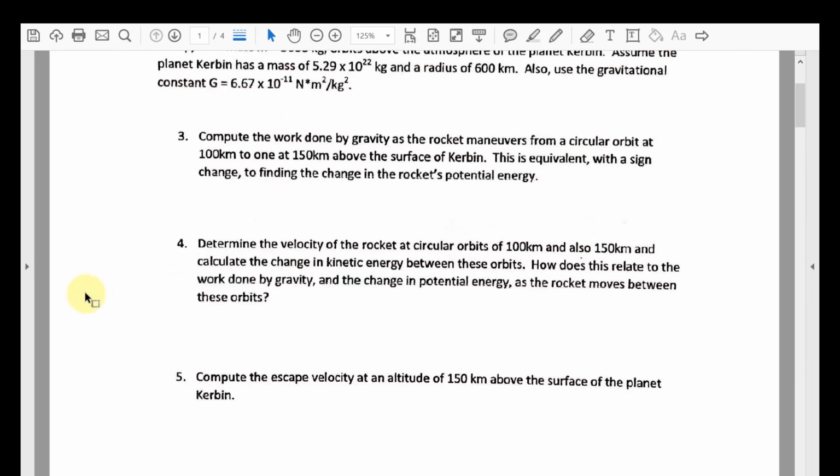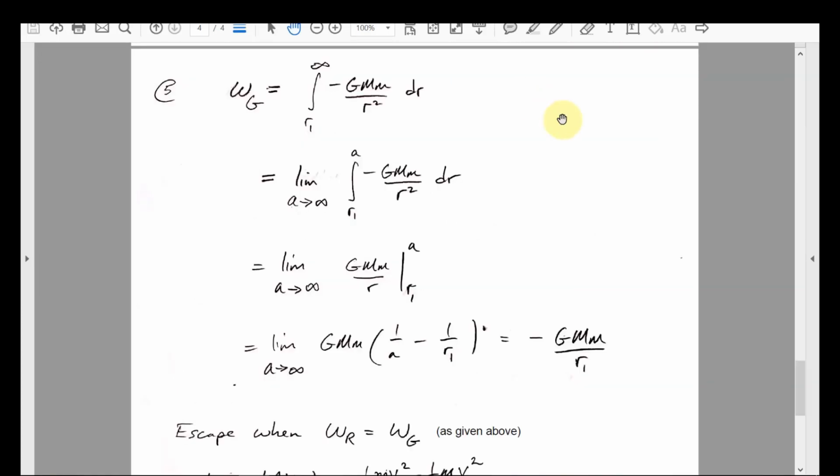Compute the escape velocity at an altitude of 150 kilometers above the surface of the planet Kerbin. Okay, so to go about finding escape velocity at any particular altitude, I'll first compute what would the work done by gravity be moving from some radius R1 to infinity, infinitely far away from the primary mass, in this case Kerbin.